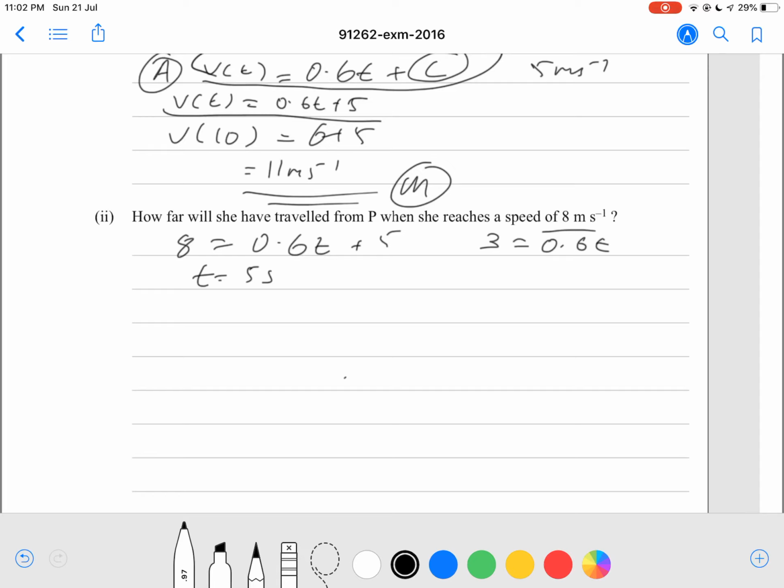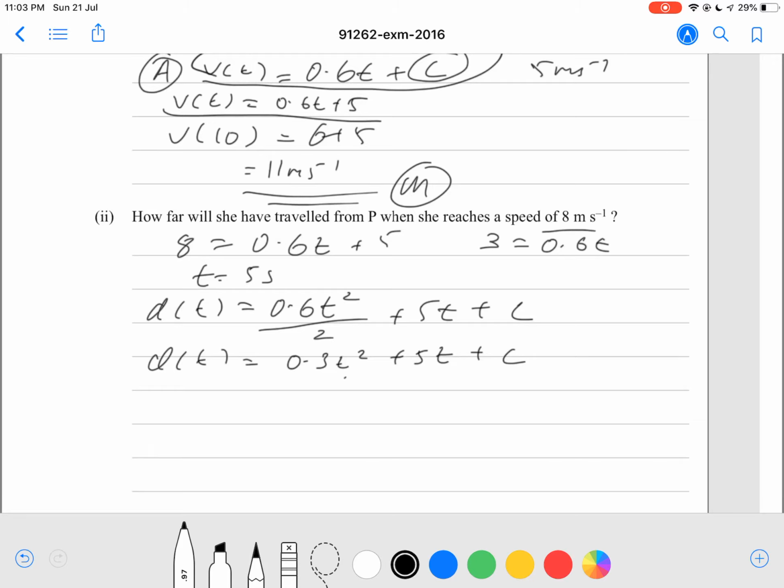Straightforward. So now we have our v of t. We have to integrate to find our d of t. So that's integrate another step. So our d of t becomes 0.6 t, you add 1 to the power and divide by the new power, plus 5t plus c. D of t equals 0.3 t squared plus 5t plus c. So what is our c value this time?